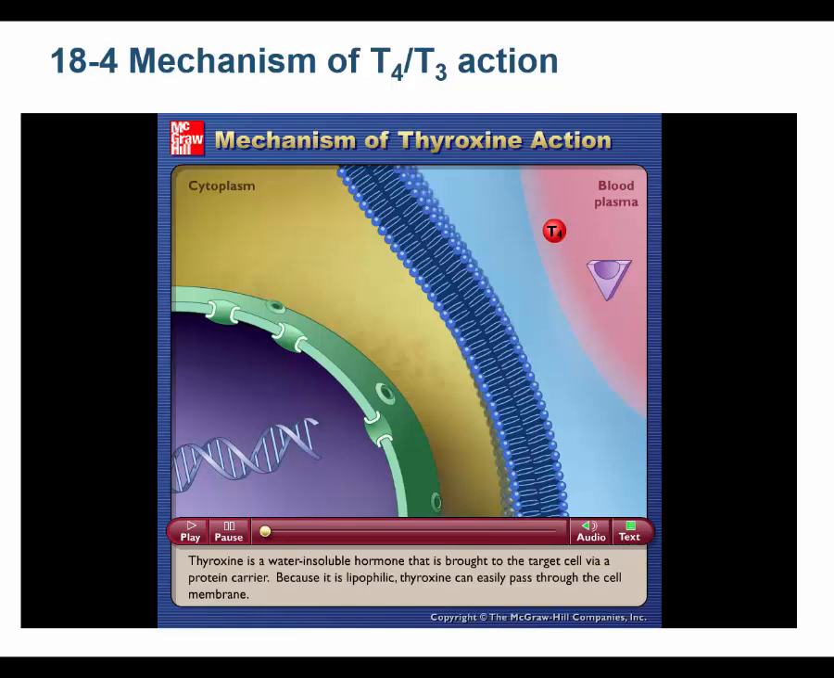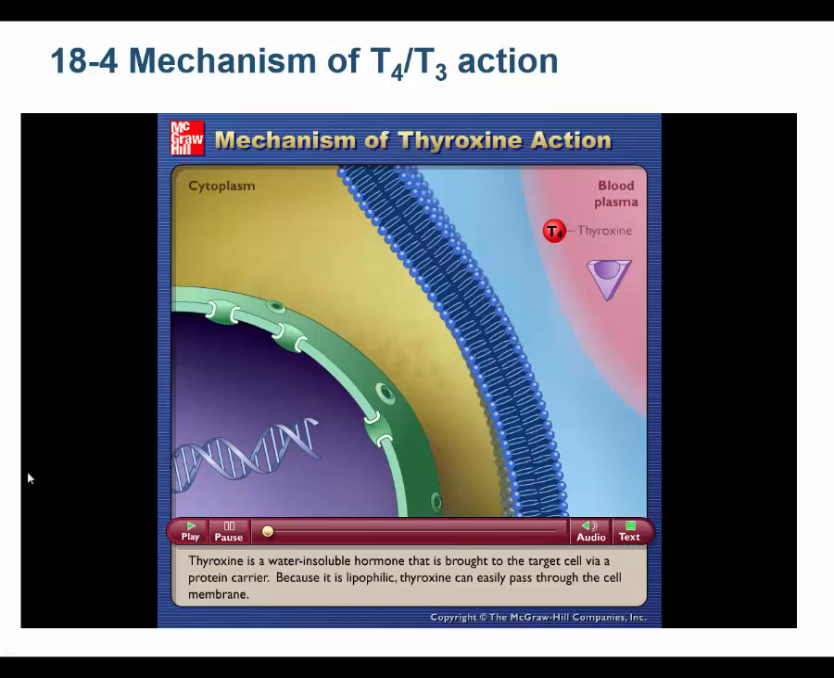Now, let me remind you about something. Thyroxine, T4, and T3 are amino acid derivatives. They're a derivative of tyrosine. But they are an exception to the rule that most amino acid derivative hormones are water soluble. T4 and T3 are not. They're lipophilic. And they act like lipophilic hormones in that they enter the cell and bind intracellular receptors, also sometimes known as nuclear receptors.